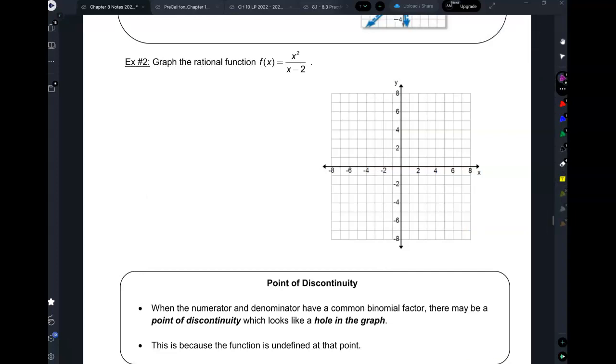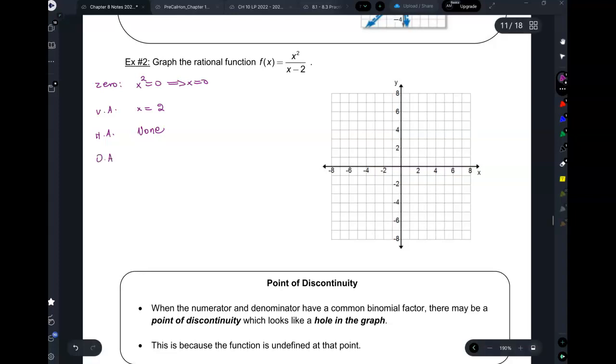X squared. Okay, so what is the 0 here? What do you guys think? X equals 0. Okay, vertical asymptote. X equals 2. Horizontal asymptote, none. So it's either going to be horizontal or oblique. You can't have both, okay? Because that doesn't work.